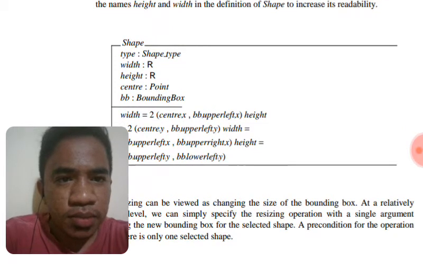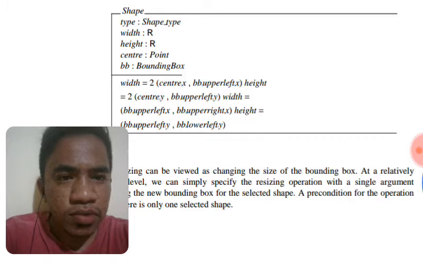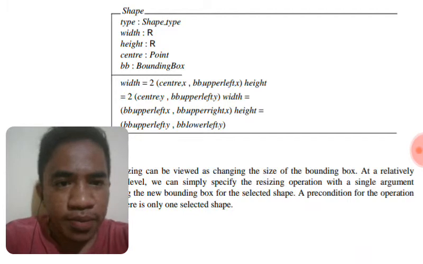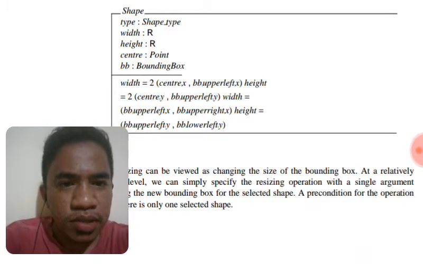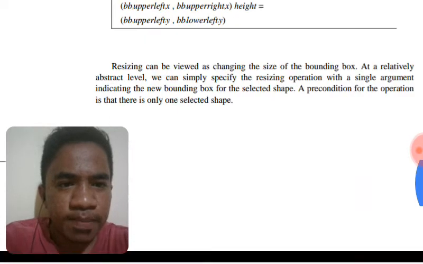Shape: type, width r, height r, center point, bb bounding box, width equals 2, center x bb upper left x, height equals 2, center y bb upper left y, width equals bb upper left x, upper right x, height equals bb upper left y, bb lower left y.